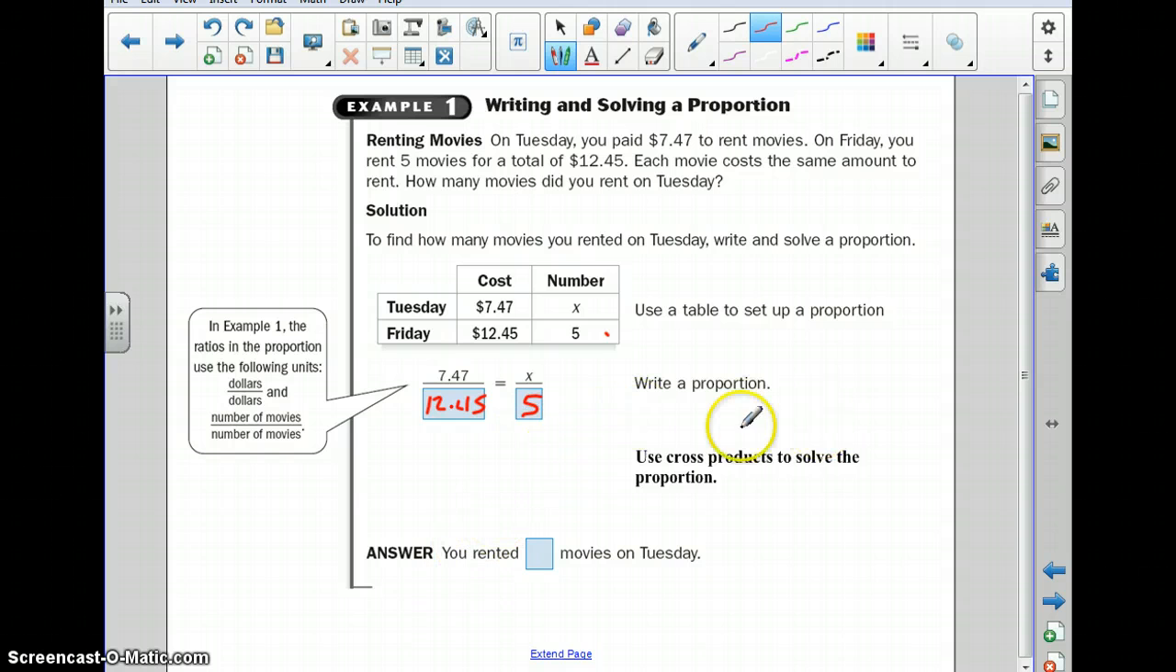Now it says use cross products to solve the proportion. So I would do that. I would take 7.47 times 5 is going to equal 12.45 times X.